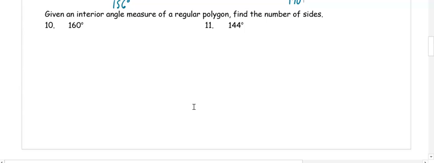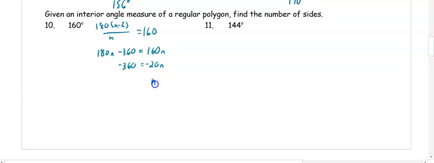If you are given each interior angle, we want to find the number of sides. So we're going to set that equal to our formula. 180 times (n minus 2) over n equals 160. We can multiply both sides by n and distribute. So 180n minus 360 is equal to 160n. Negative 360 equals negative 20n. When we divide, we get 18. So this is an 18-gon.